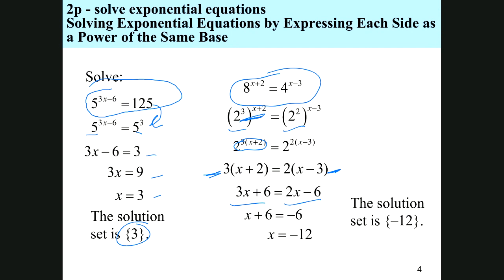What are we doing here? You see I subtracted 2x from both sides. That's why it's just x here. And then I subtracted the 6, and that's what made it negative 12. And that's our solution. All right, so if we can get the bases to be the same, then that's the easy way to solve an exponential equation.